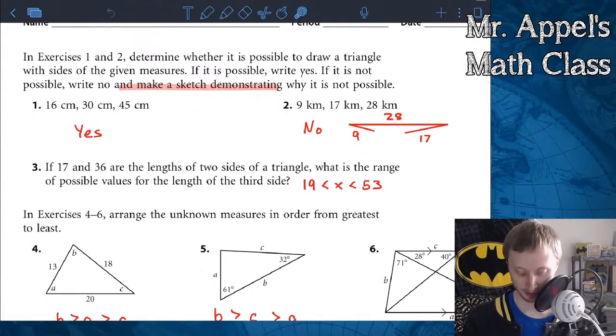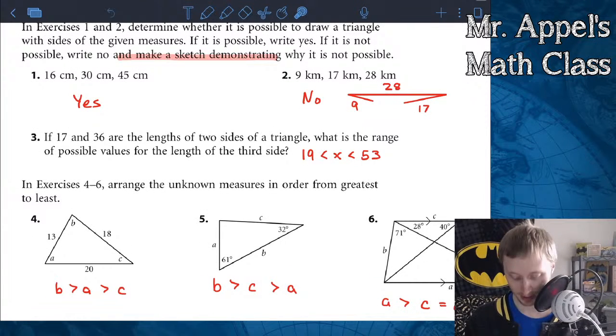So first up, is it possible to make the following triangles? First one, yes, those numbers all fit together. Second one, no, that 28, way too big. It is bigger than 9 and 17 put together. So you end up with a scrawny little thing that can't quite fit.